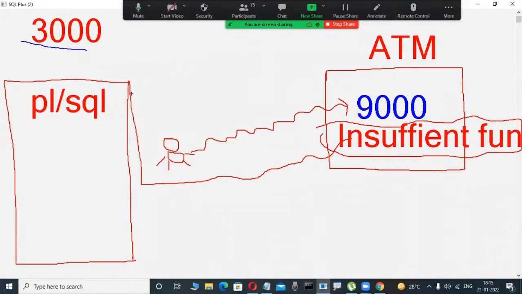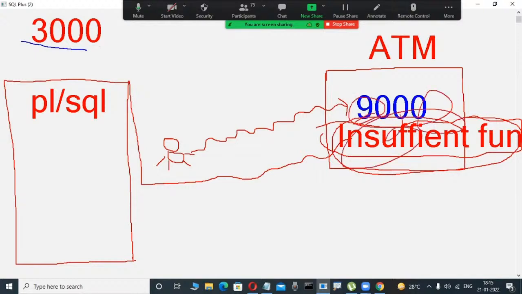Or maybe what is the condition? If the user entered amount is more than the available balance, then they write this message. Same as in Java or C++, there is some code. They write if conditions like that. Otherwise, how is it possible?